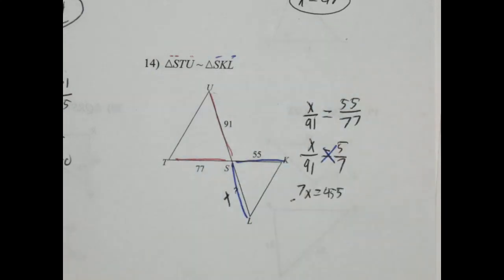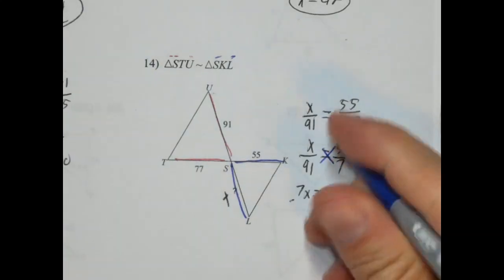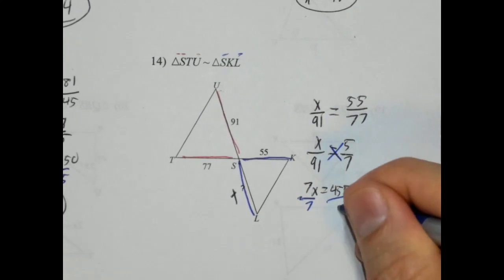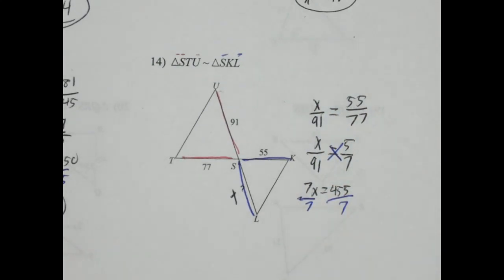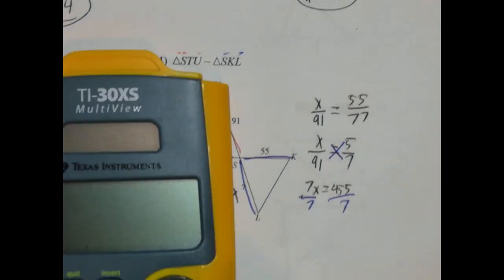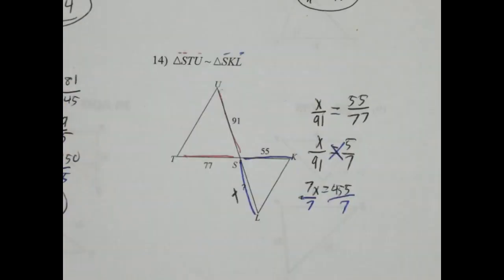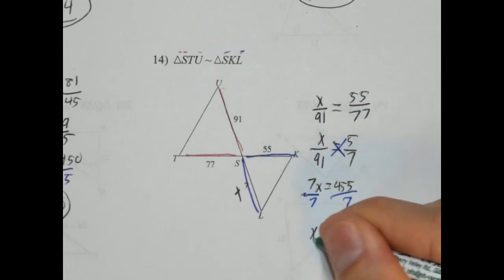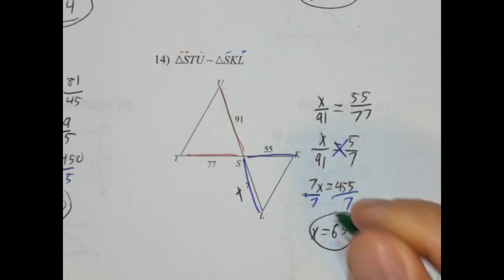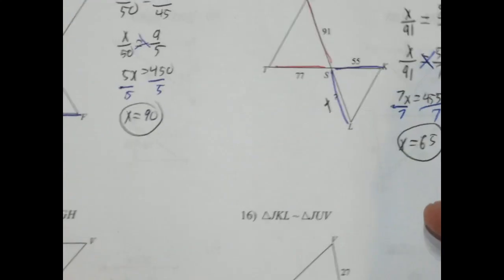Is that divisible by 7? I guess it is. I don't think I've ever gone that high with 7s. Is it? Yeah, I think it is. Let's find out. Yep, 65. Sure enough. It's a trivia question right there. X equals 65. Alright. Let's look at 15.